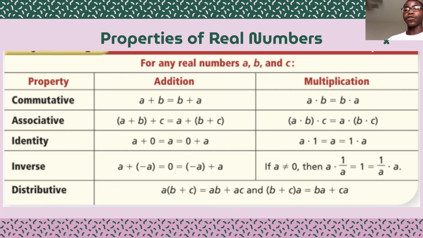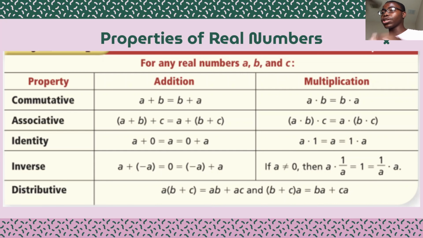So we have the inverse property. A number's inverse is basically the number that if you were to add it together, it would give you the number 0. As you can see, a plus negative a would still give you 0.